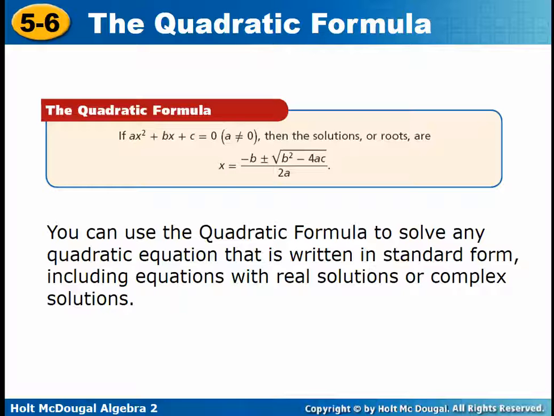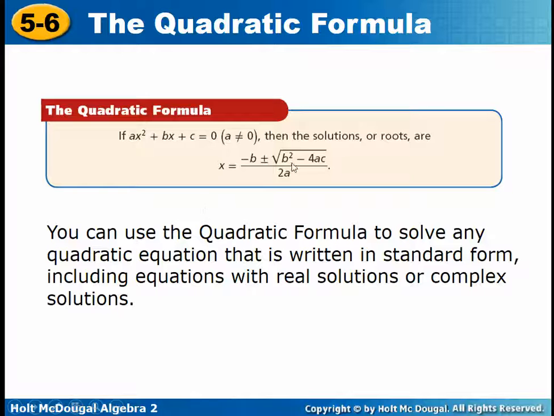The quadratic formula says that if you take negative b plus or minus the square root of b squared minus 4 times a times c, all over 2 times a, that will be what your x is equal to. Now, because of the plus or minus part, you will usually get two answers here, unless it's like 0 underneath the radical, then you'll only have one answer.